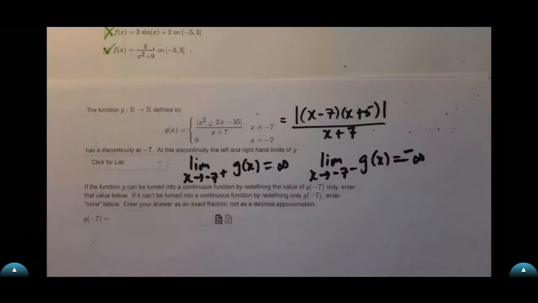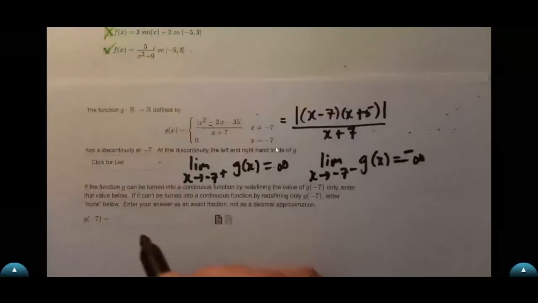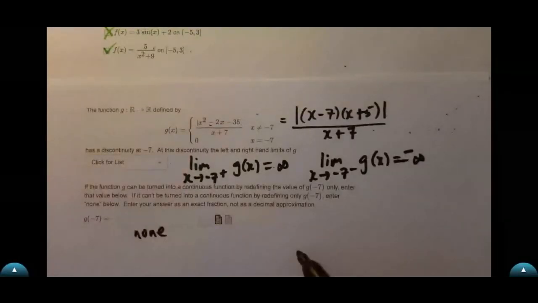So let's go back to the picture. Is there a way of making this function continuous at x equals -7? Is there any way? No, it's impossible, right? It's absolutely impossible, because you can't just plug one point and fill this gap. So for that one, I'd be looking to enter none or something like that. So down here you would have something like none.